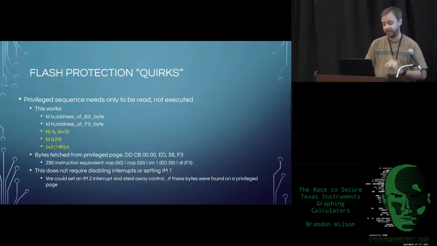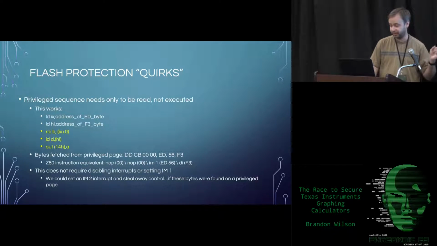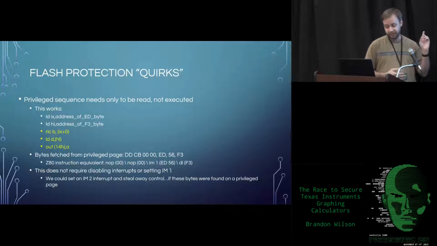And the big advantage here is that none of those instructions actually disable interrupts. They don't set interrupt mode 1, which means that after it runs, we could steal control away from that code, or allow other things to run. You could have interrupts run while you're doing some privileged instruction. So all we have to do is find the instructions in yellow on a privileged page somewhere.